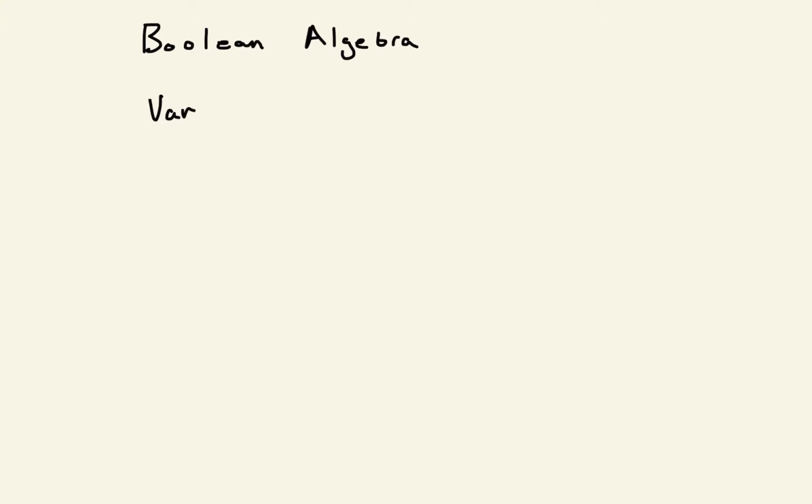I'll start us off by defining a variable x. Now, the variable x is a Boolean variable, which means it can only be 0 or 1, or on and off. Let's use x to examine some of the laws of Boolean algebra.